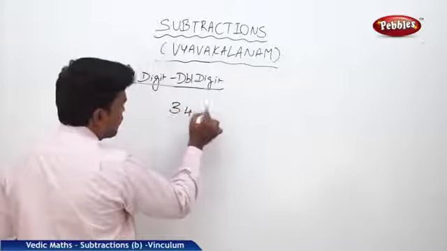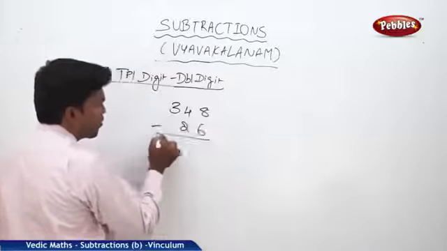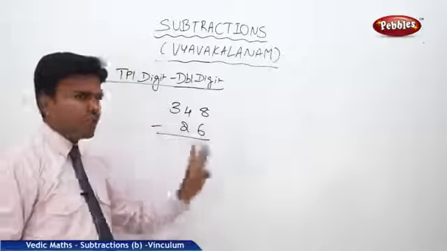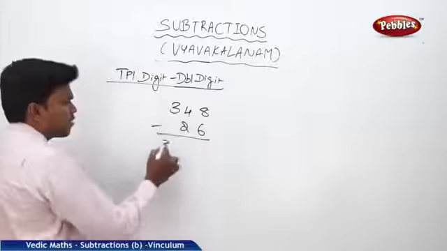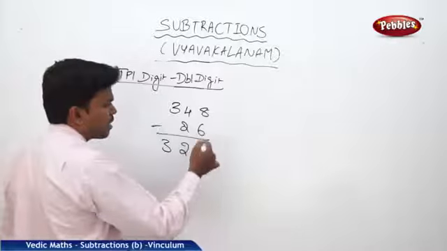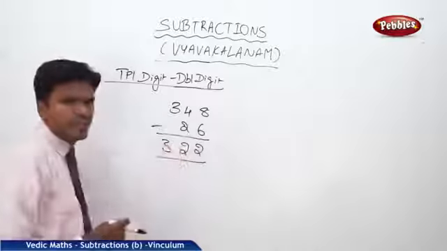Suppose 348 minus 26. I want to subtract 348 minus 26. Now same way, start from left to right, drop 3 as it is. So what is 4 minus 2? So directly you can subtract 2. What is 8 minus 6? 2. That's it, simply 322.